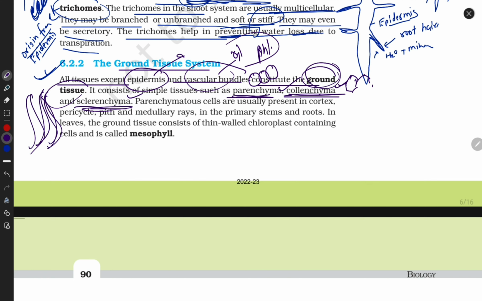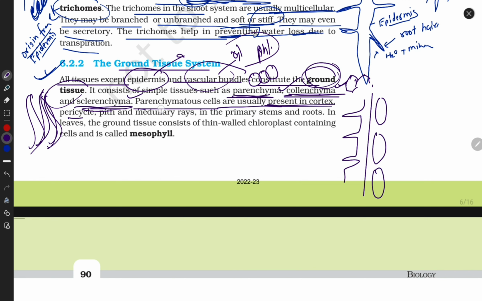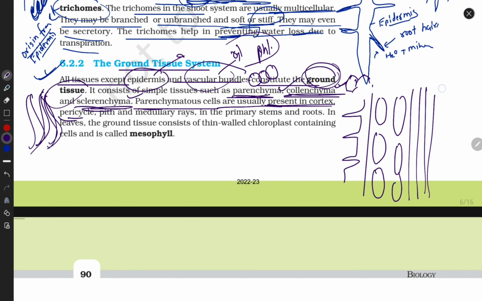Guys, parenchyma is present in the cortex. Assume this is the root part. This is the epidermis, and this is the cortex cell. Cortex cells are usually made up of parenchyma cells. Here is endodermis, here is xylem, here is phloem, and here is pericycle, which is also made up of parenchyma cells. The center part and the medullary region are also parenchyma cells. In leaves, the ground tissue consists of thin-walled, chloroplast-containing cells called mesophyll.